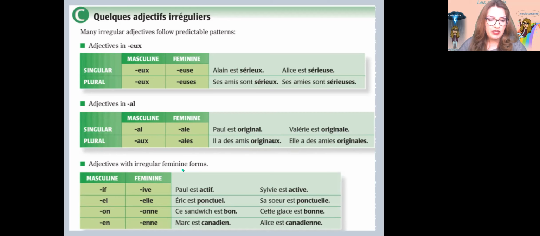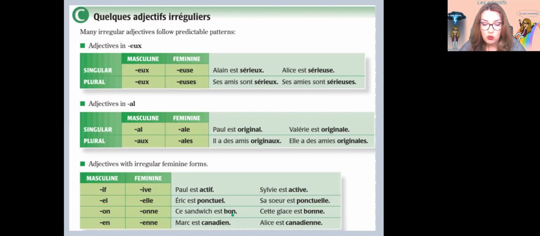Now the adjectives with irregular feminine forms, like if, elle, on, en becomes ive, elle, one, enne. Exemple: Paul est actif. Sylvie est active. Pause and repeat these sentences, or pause at the end of the slide and read the whole thing on your own, s'il vous plaît. Eric est ponctuel.